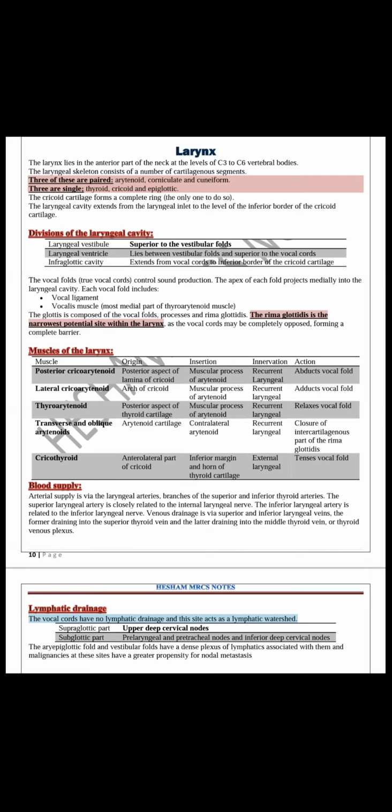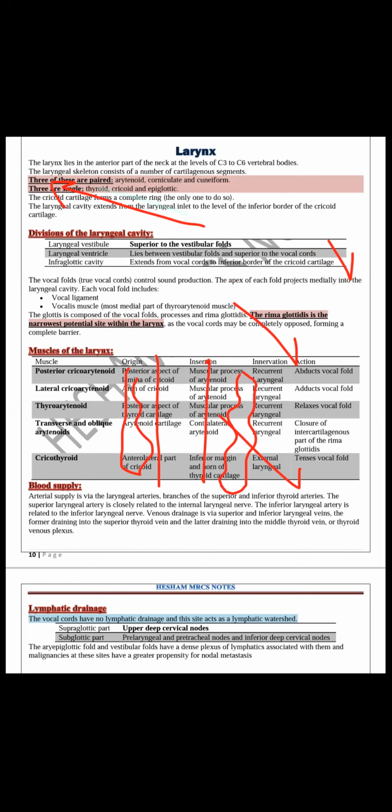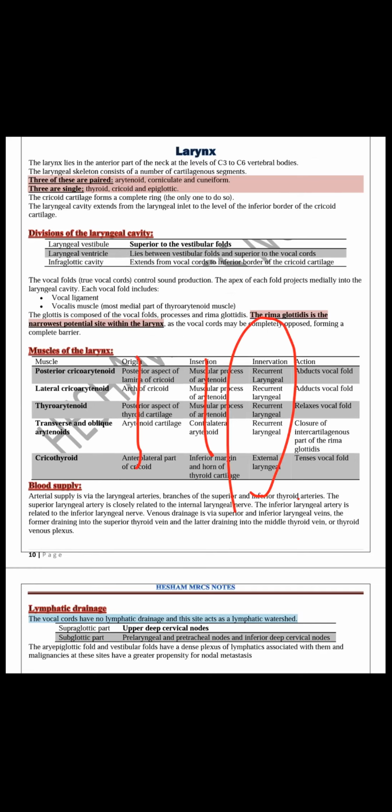Then let's go to the muscles acting on the larynx. What are the muscles acting on the larynx? You have movements related to the vocal cord. First, tensing of the vocal cord. Second, relaxation of the vocal cord. Then adduction of the vocal cord and abduction of the vocal cord. So tense, relaxation, adduction, abduction. Each muscle is responsible for one of them. Just know innervation and action, not origin and insertion. So keep this schedule, but please do not keep origin and insertion.